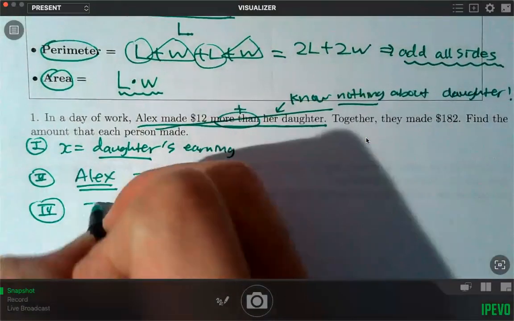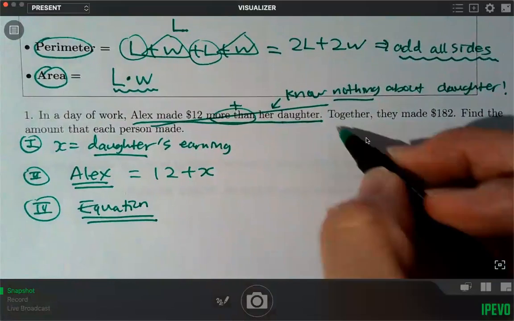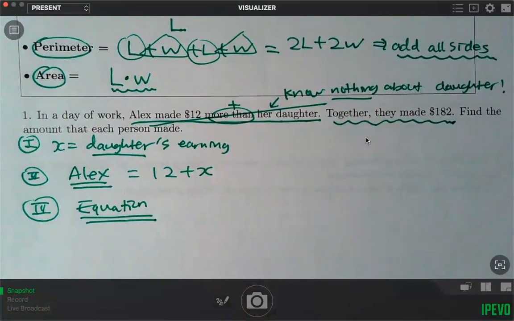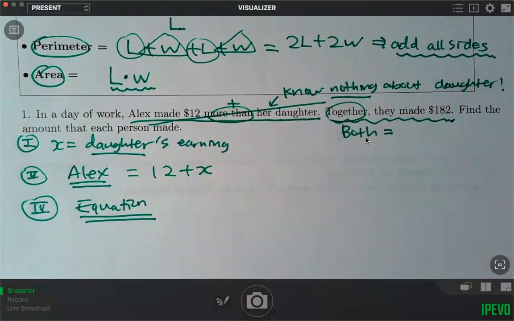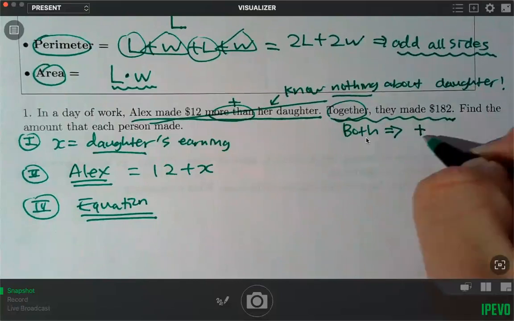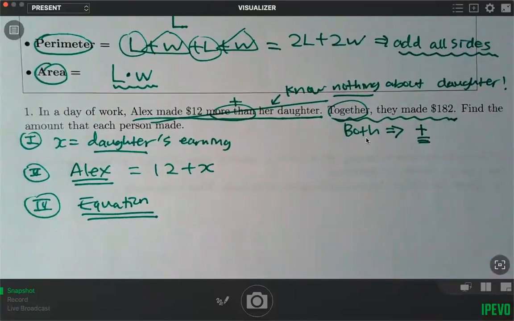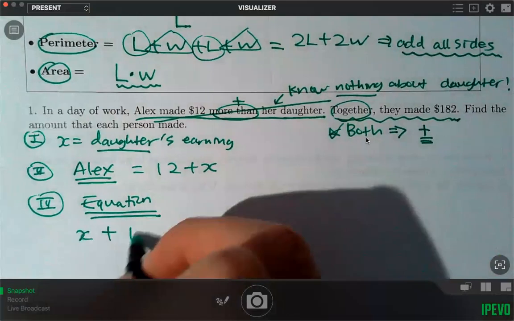Okay. So now we have used this information. Now we have to set up the equation. We haven't used another piece of info, which is what? Together they made 182. What does that mean? What does together mean? Both. So write both in terms of a math symbol. Two, so it means addition, yes. So you are adding what plus what? X plus 12 plus X.